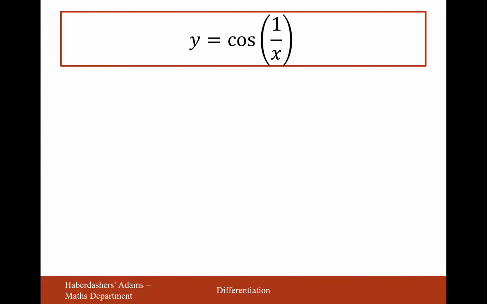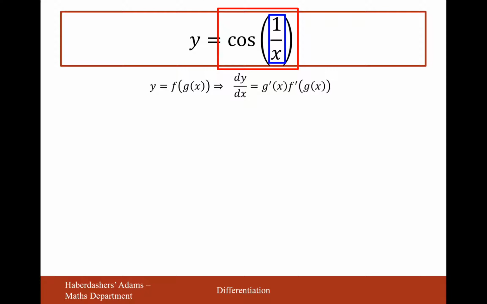Next one, cos of 1 over x. Well, this clearly is another chain rule. The inside function here is 1 over x, the outside function is cos x. So let's just write this down because there's a little shortcut to this. If it's 1 over x, you can think of this as x to the minus 1. So when you differentiate it, it's going to become minus 1, the power moves to the front, and then take away 1 from the power, x to the minus 2. Or in other words, minus x to the minus 2.